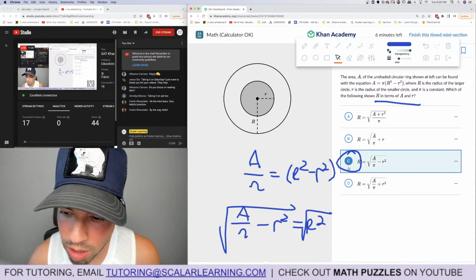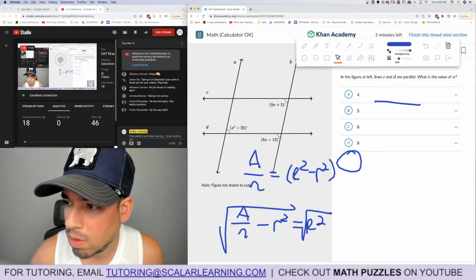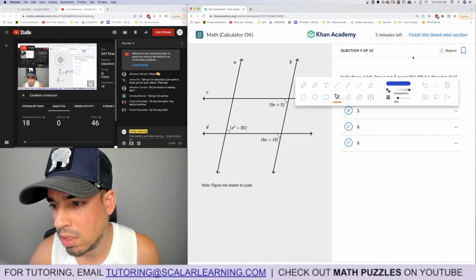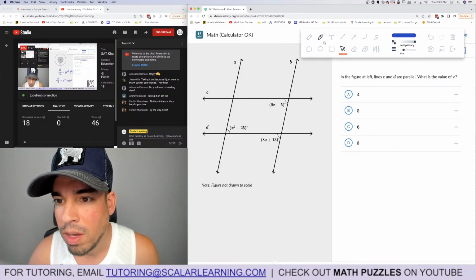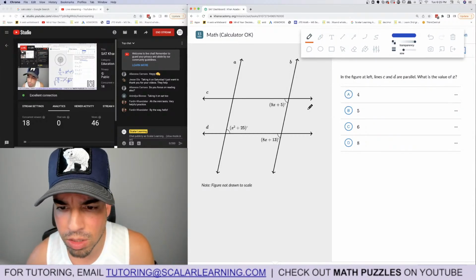This is an isolating quantities question. They're always nice because the prompt is almost meaningless once you realize it's an isolating quantities question. So it's pretty cool. In the figure at the left, C and D are parallel lines. What's the value of X?